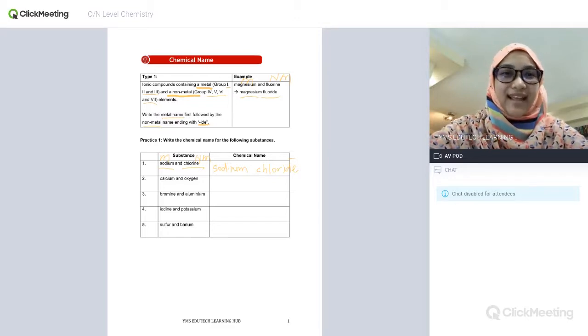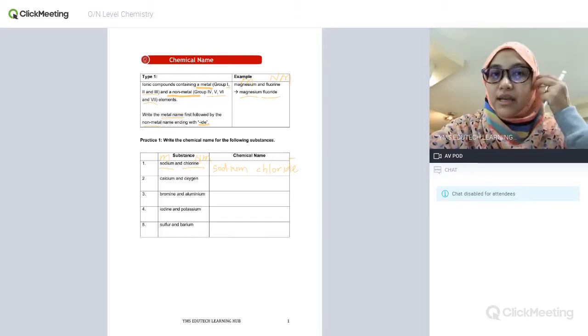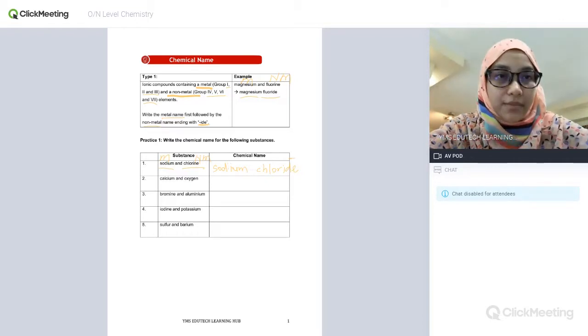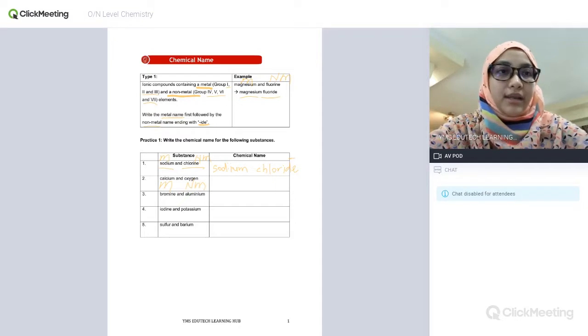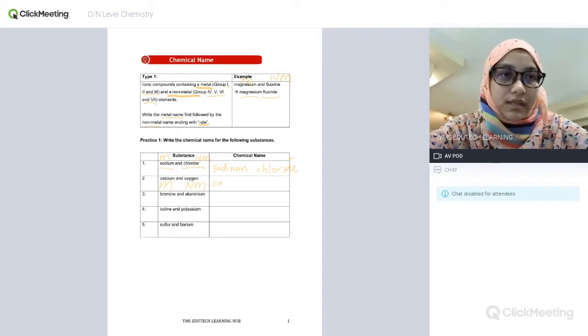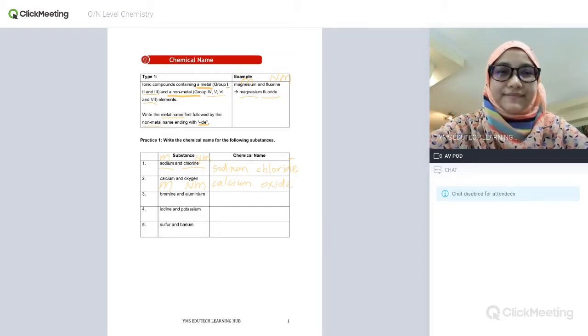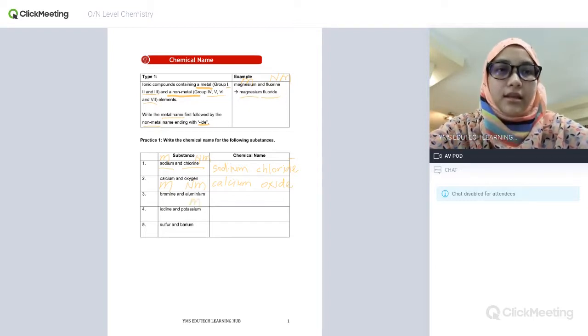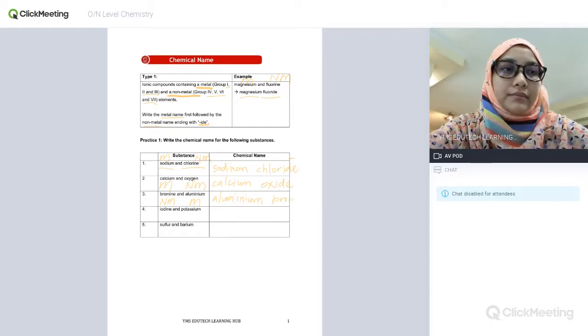Okay, let's take a look at the second one, calcium and oxygen. So calcium is the metal, oxygen is the non-metal. So combine them together, it forms calcium oxide. All right. Number 3, bromine and aluminium. Aluminium is the metal, bromine is the non-metal, so that makes the compound to be called aluminium bromide.